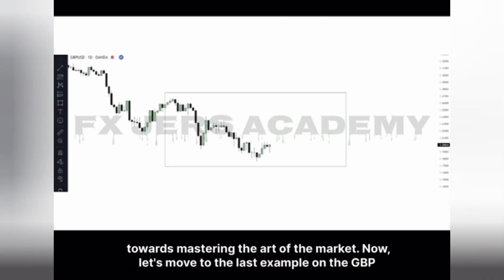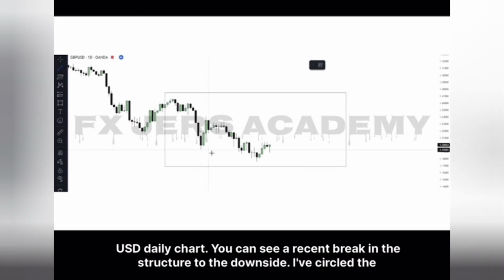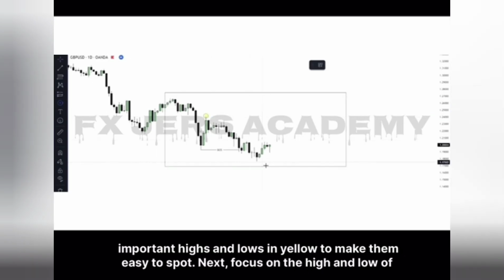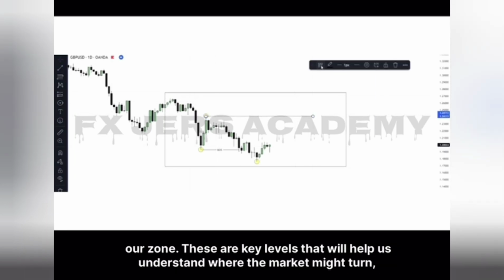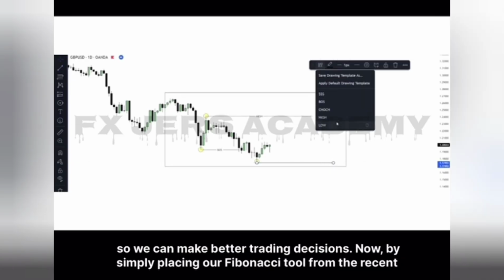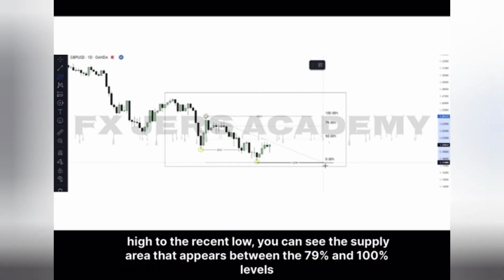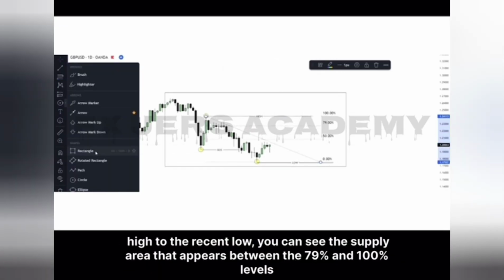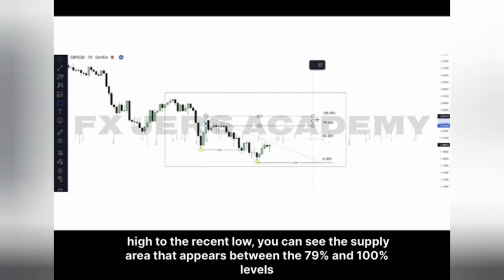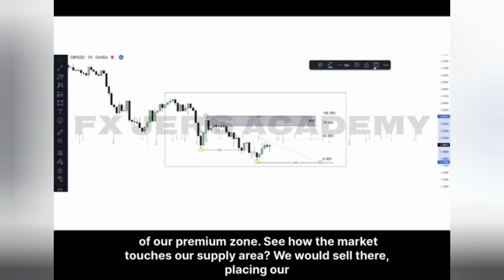Now, let's move to the last example on the GBP USD daily chart. You can see a recent break in the structure to the downside. I've circled the important highs and lows in yellow to make them easy to spot. Next, focus on the high and low of our zone. These are key levels that will help us understand where the market might turn, so we can make better trading decisions. Now, by simply placing our Fibonacci tool from the recent high to the recent low, you can see the supply area that appears between the 79% and 100% levels of our premium zone.